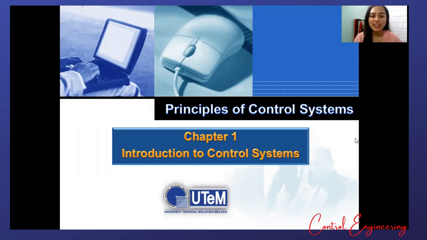So let's start. This is the principles of control systems, chapter one, introduction to control systems. And this presentation is credit to University Technical Malaysia, Melaka. And so let's begin.